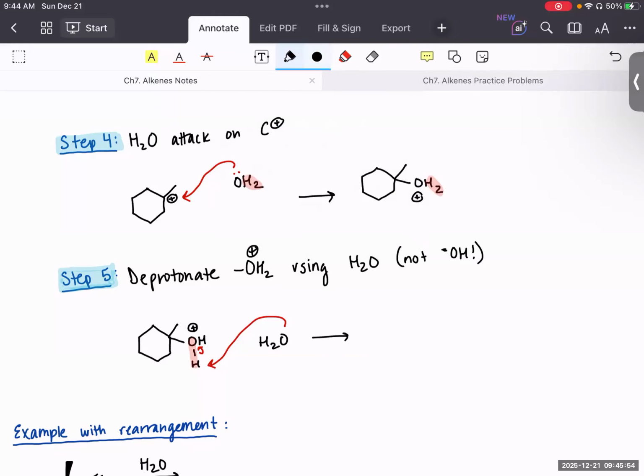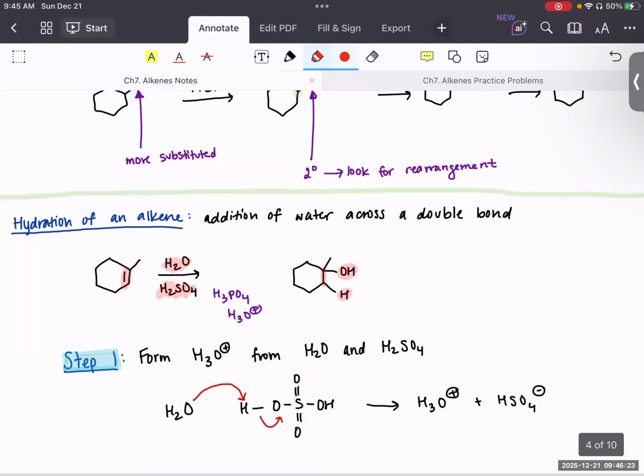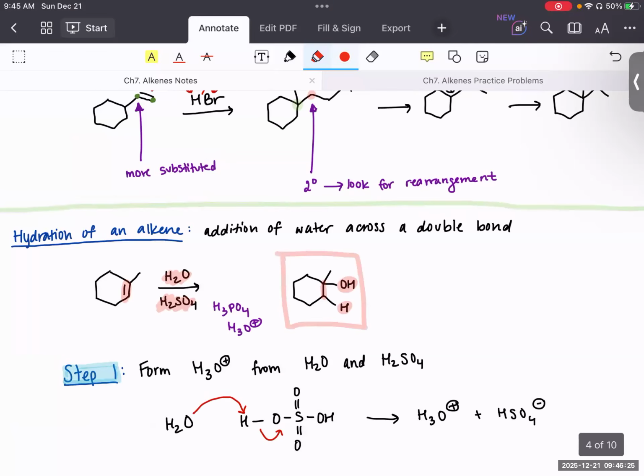And note that I'm using H2O and not OH minus. If we recall from the reaction conditions, we're in acidic conditions, and so at no point should we have a negative charge anywhere in our reaction. And so the base that's going to deprotonate the hydrogen here is going to be just another regular water molecule and not OH minus. And so here we formed our final product that I just boxed in red. And if we look up here, we can see that it matches this one that we had up here.